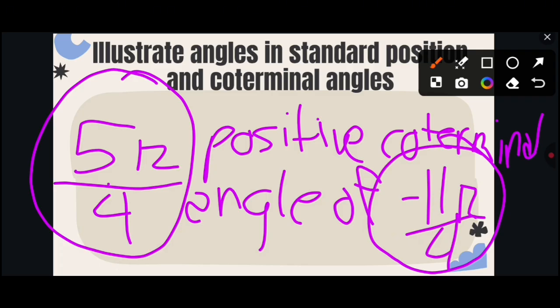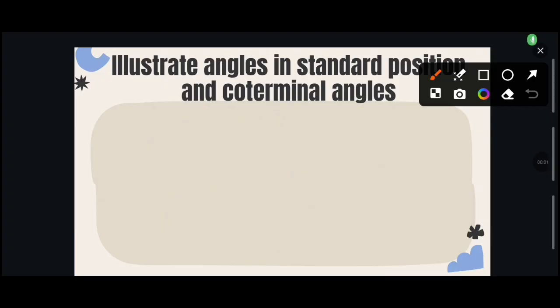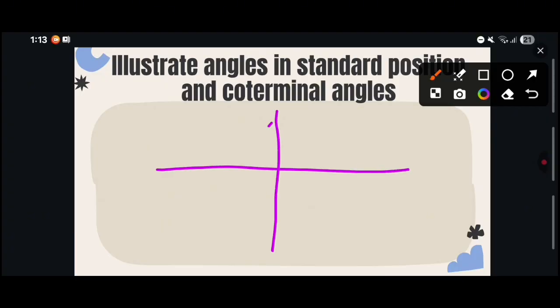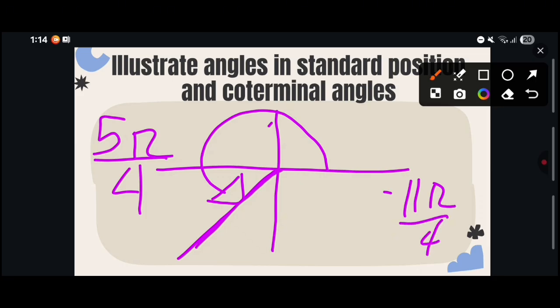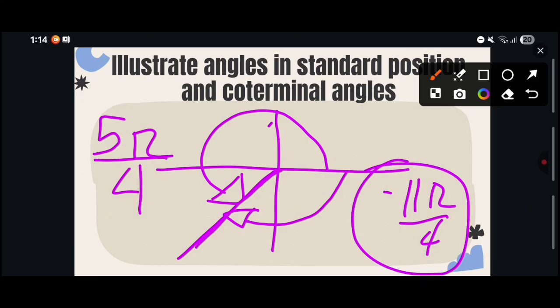Let's plot it. So 5 pi over 4 will plot in quadrant 3, and its rotate is counterclockwise. And negative 11 pi over 4, its rotate is clockwise since it's negative, so it will end here. So yeah, they are coterminal angles.